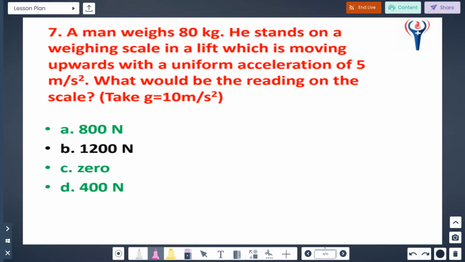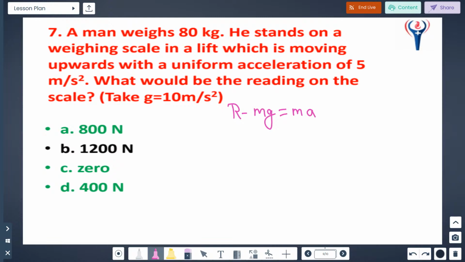A man weighs 80 kilogram. He stands on a weighing scale in a lift which is moving upwards with a uniform acceleration of 5 meter per second square. What would be the reading on this scale? That is free body problem we want to apply. R minus mg equal to m into a, if it is moving upwards. Moving downwards, mg minus R. That is the only difference.